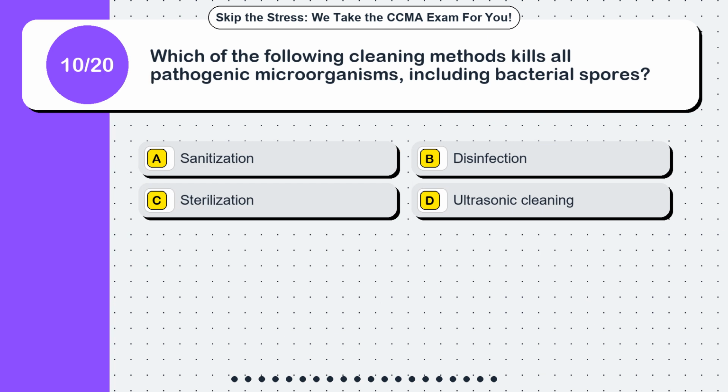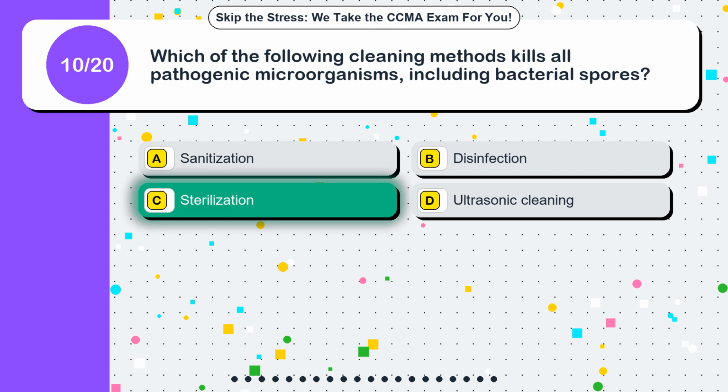Question 10. Which of the following cleaning methods kills all pathogenic microorganisms, including bacterial spores? Option A. Sanitization. Option B. Disinfection. Option C. Sterilization. Option D. Ultrasonic cleaning. The correct answer is option C. Sterilization.